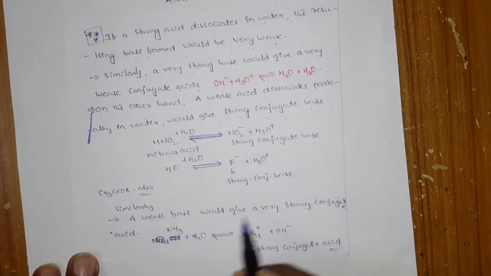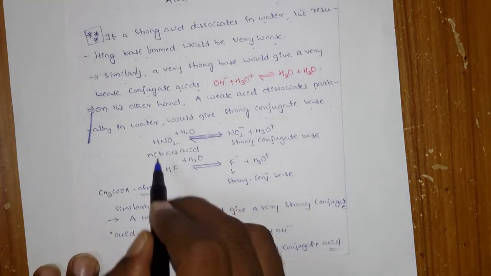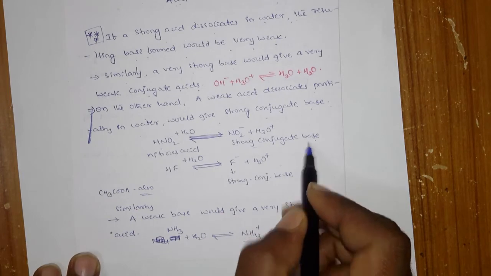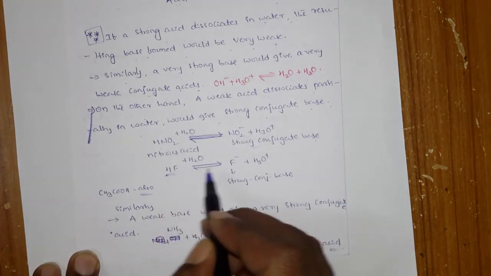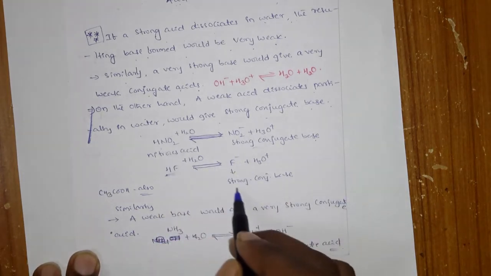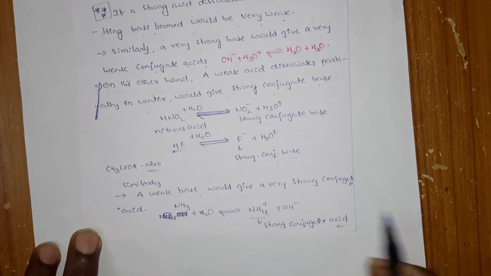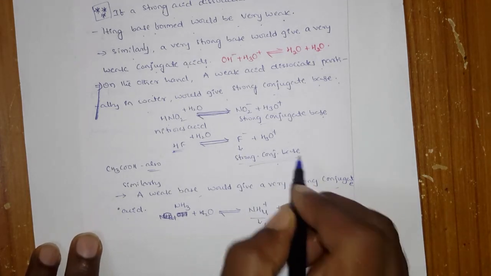You see that, let us see, HNO2 is a weak acid and it gives the NO2 minus. It is a strong conjugate base. Similarly, HF is a weak acid, in water it gives the F minus. Again, it is a strong conjugate base. So these strong conjugate bases, very strong conjugate base. Okay, this gives the strong conjugate base.